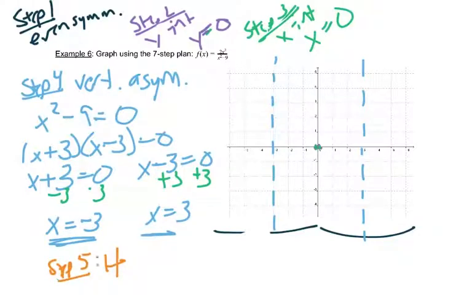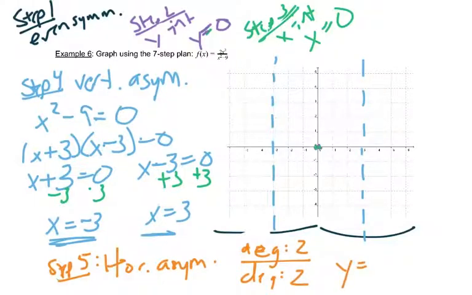Step 5 is the horizontal asymptote. Okay, so again, that's about the degree. Here, the degree on the top is 2, and the degree on the bottom is 2. So we use the coefficients. That's 2 on the top and a 1 on the bottom, which just tells us that y is equal to 2. So that means we're going to put a horizontal line at 2.